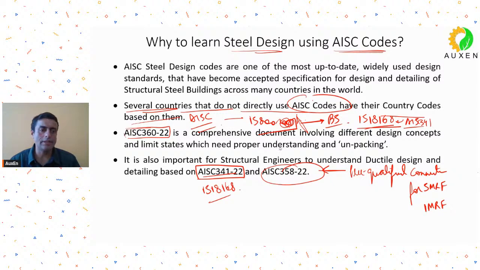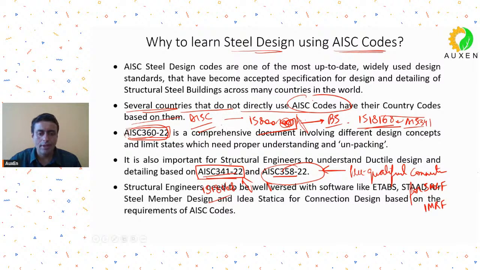So the connections for SMRF and IMRF systems can be based on this AISC 358, and then you can be assured of their expected performance under seismic action. So this is an interesting code. We don't have such a code in the Indian context right now, and I think any other country code also doesn't have such a pre-qualified connection code which the Americans have. So for ductile design and detailing, these two codes become important. So as structural engineers, not only should we understand the AISC 360, but we should also be able to use the 341 and 358.